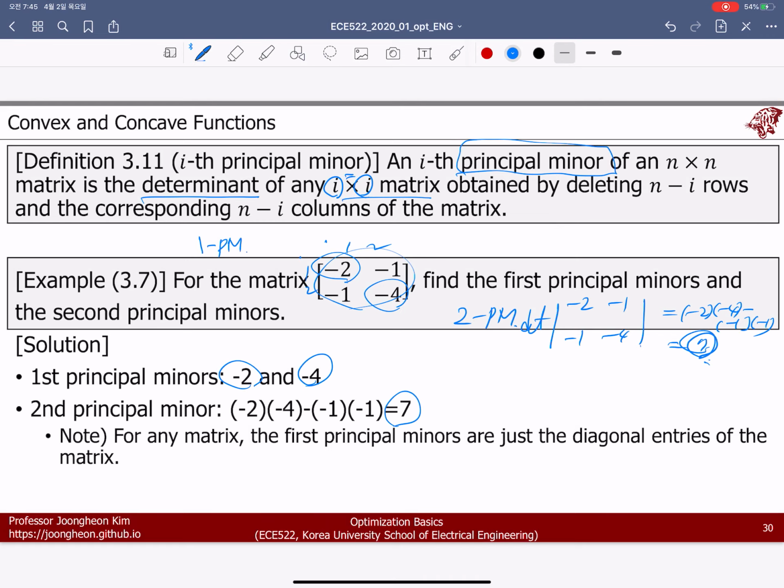Okay, so when you want to calculate the first principal minor, in that case we are taking this component, and so forth. That's why these diagonal entries are our first order principal minors. That's why you don't need to calculate a lot.